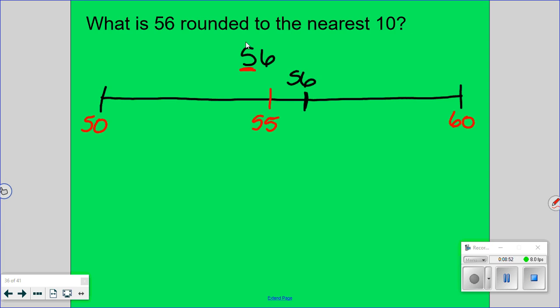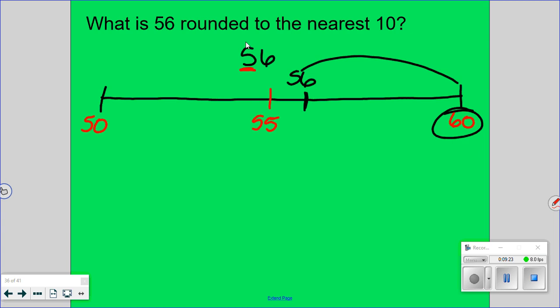Now we need to figure out which endpoint is closer. We know where 56 is. We can see it. Toby, which endpoint is closer? 60. Draw a hop. 56 rounds to 60. So far, so good?